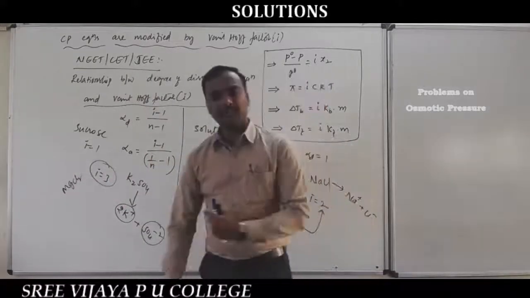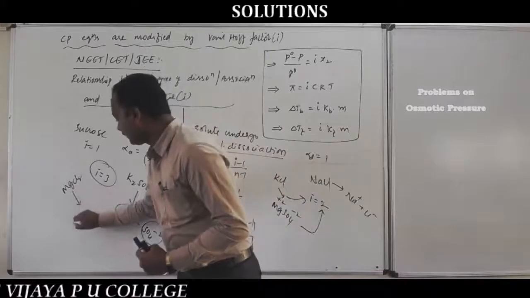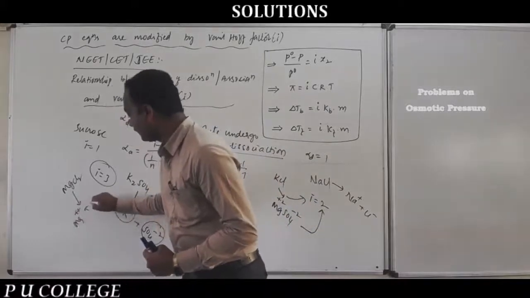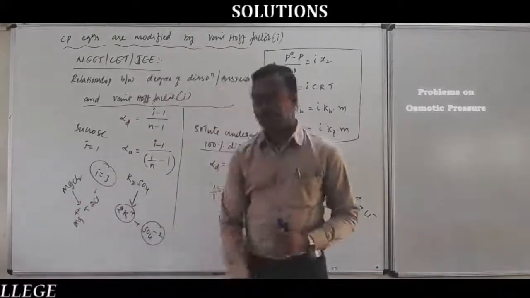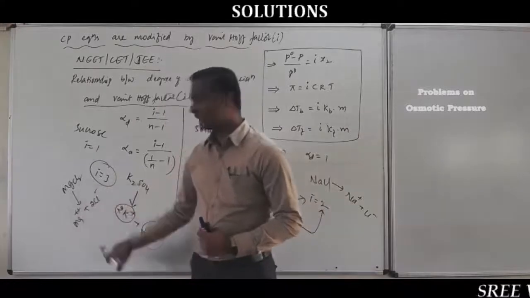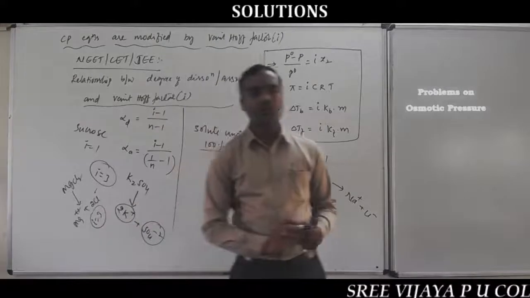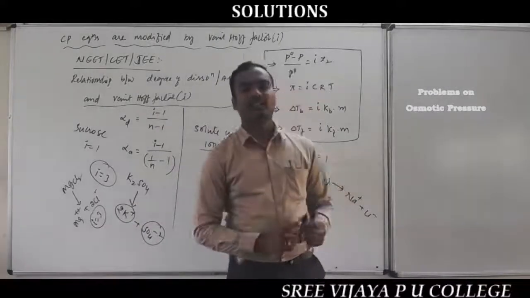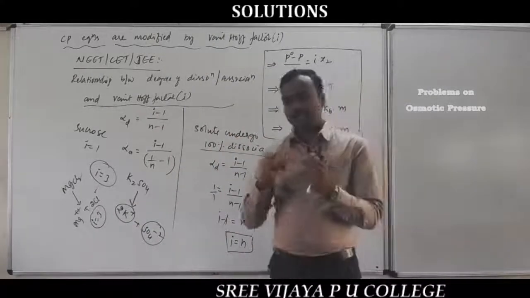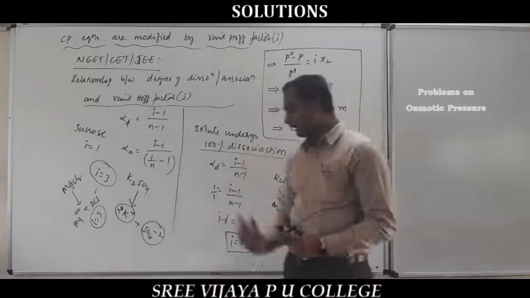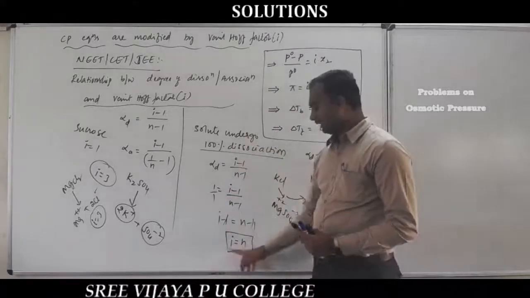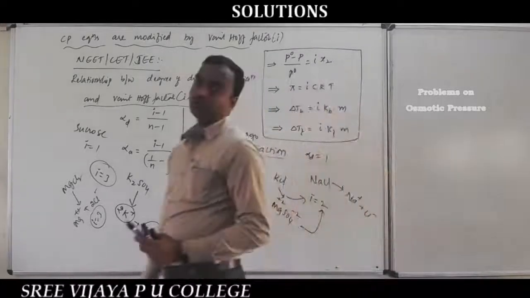If we consider 100% dissociation, we will get particles Mg plus 2 and 2 Cl minus. Again the i value is equal to 3. So when they ask what the Van't Hoff factor is, and you do not know the percentage degree of dissociation, assume that it is 100%. Then the i value is equal to the number of solute particles.